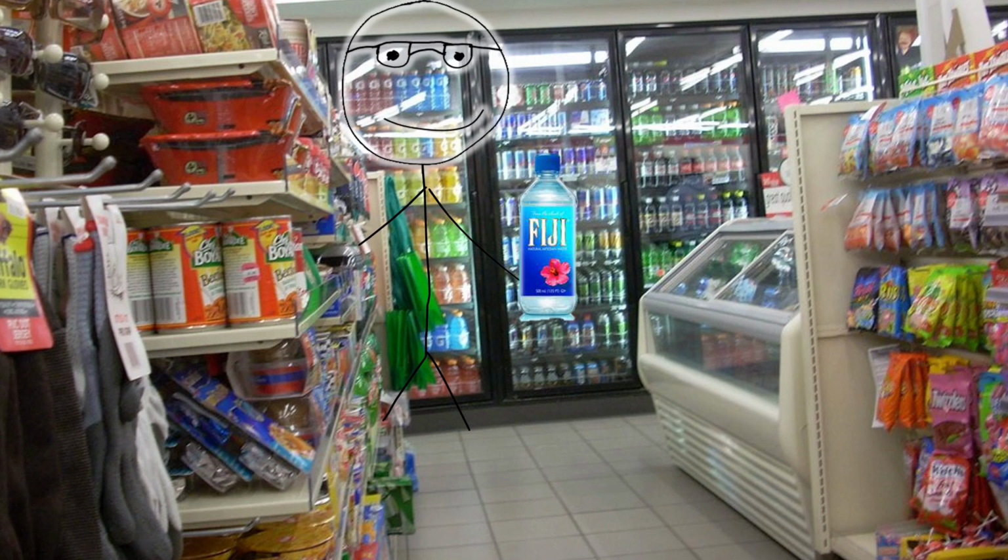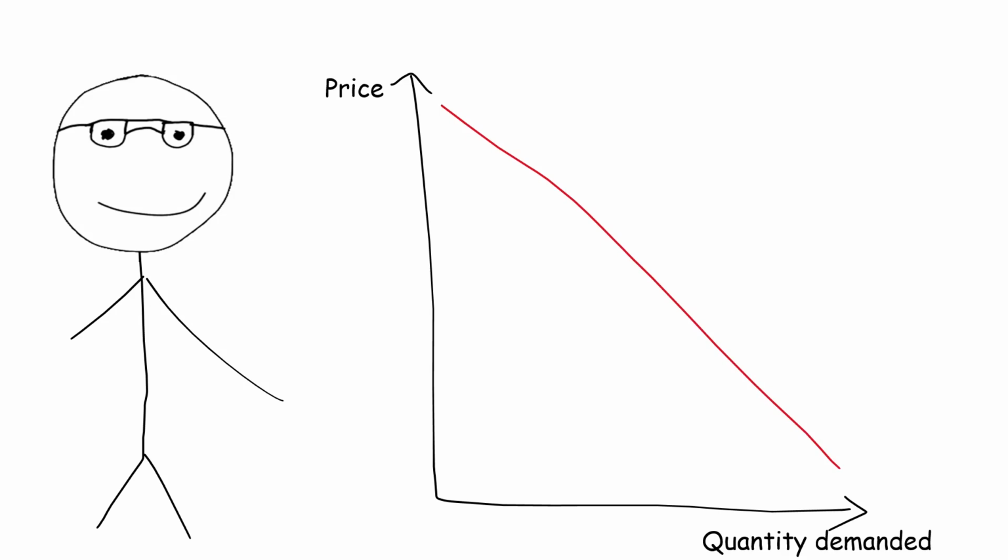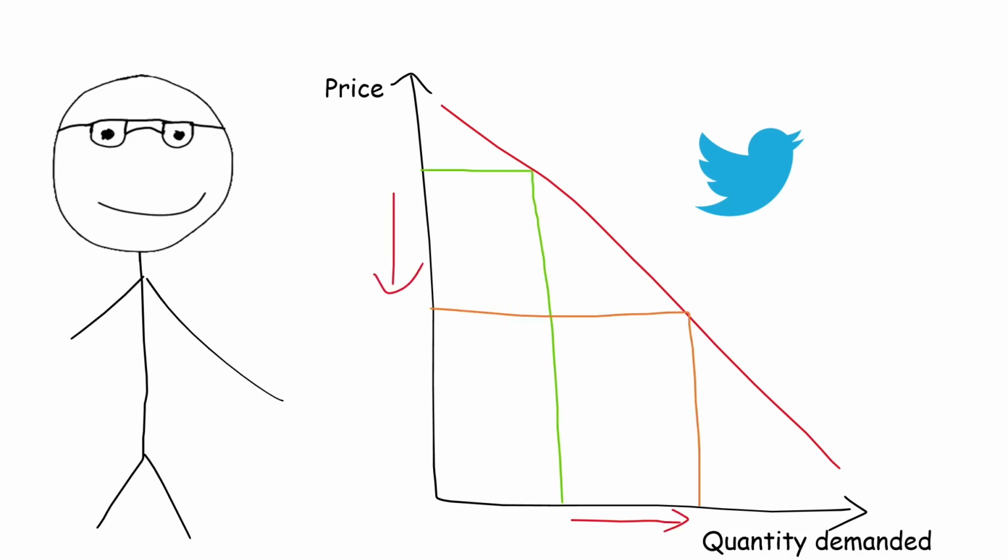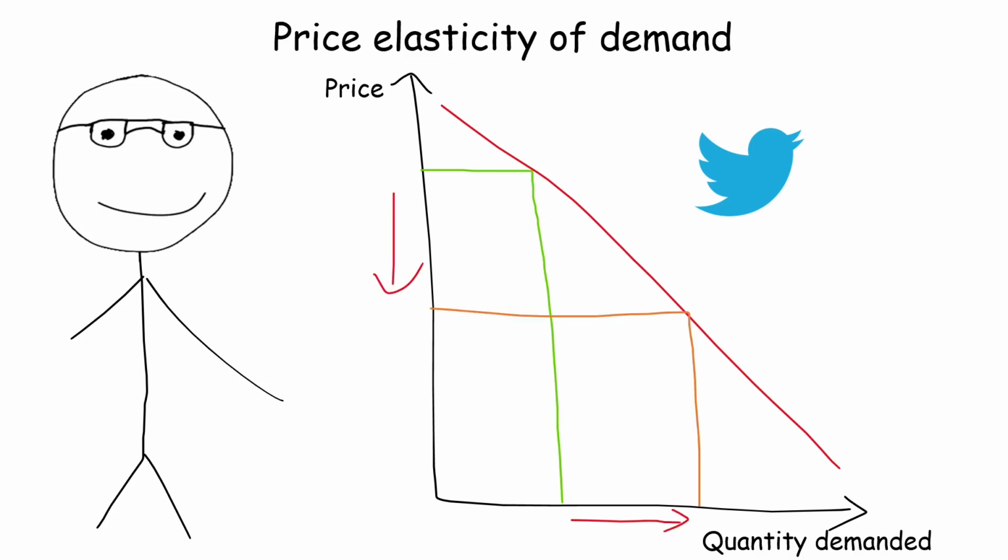bottles. To simply put it, elasticity refers to the measurement of how sensitive an economic variable is, like quantity demanded, to another economic variable, like price. This responsiveness is called the price elasticity of demand.